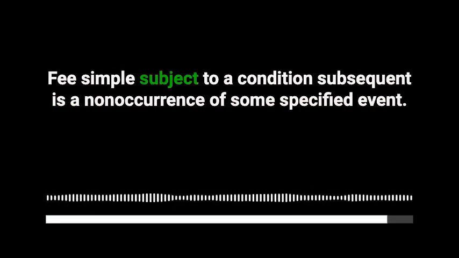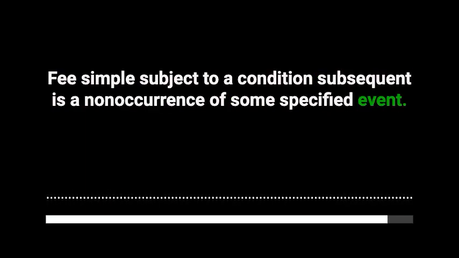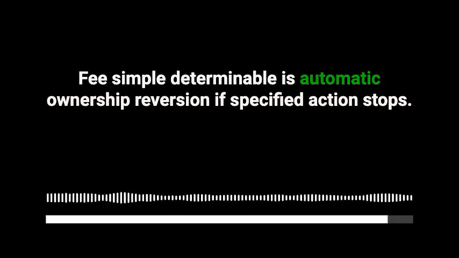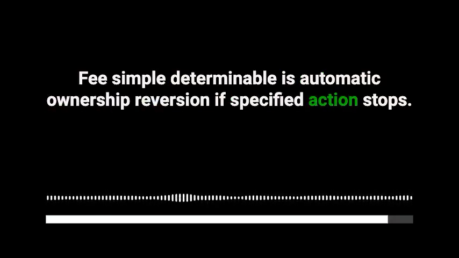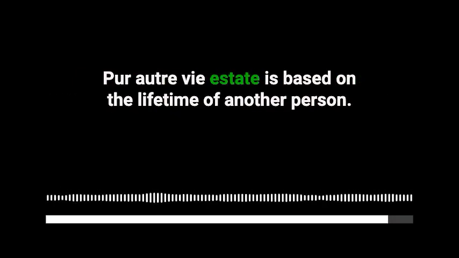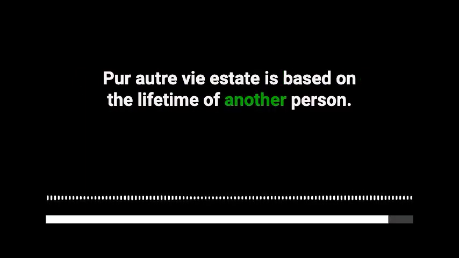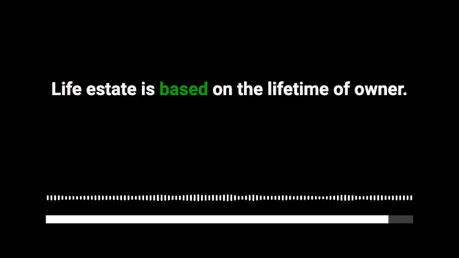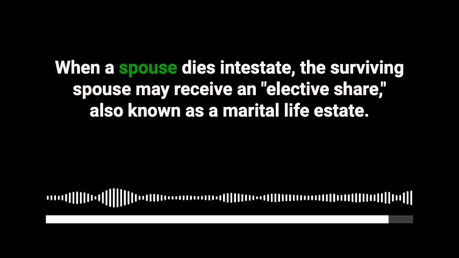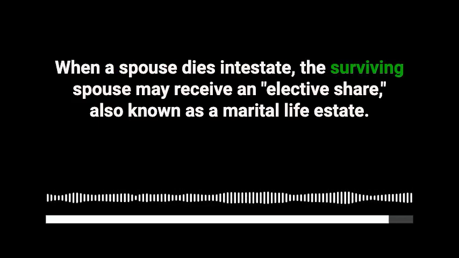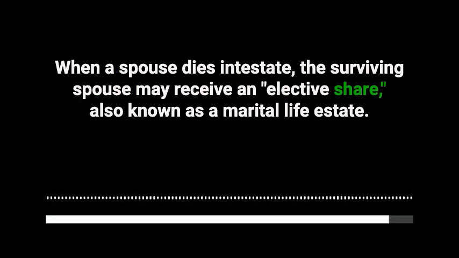Fee simple subject to a condition subsequent is a non-occurrence of some specified event. Fee simple determinable is automatic ownership reversion if specified action stops. Per autre vie estate is based on the lifetime of another person. Life estate is based on the lifetime of the owner. When a spouse dies intestate, the surviving spouse may receive an elective share, also known as a marital life estate.